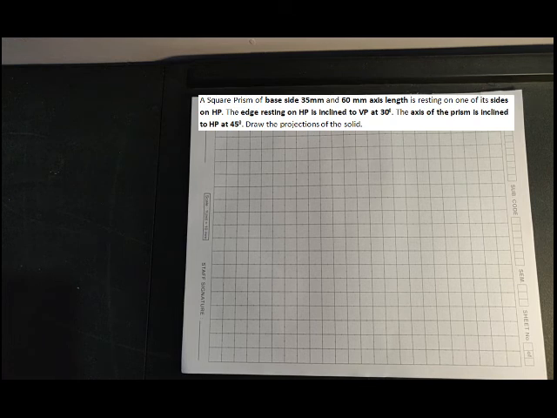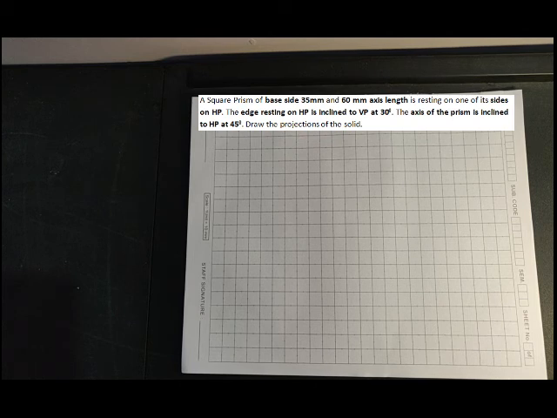So here it says a square prism, 35 mm sides of base and 60 mm axis length, rests on HP on one of its edges, which is inclined to VP at 30 degrees. Draw the projections of the prism when the axis is inclined to HP at 45 degrees. So here you need to understand the dimensions of the prism given: 35 mm sides of base and 60 mm axis length.